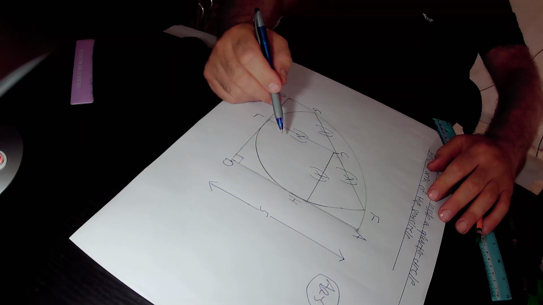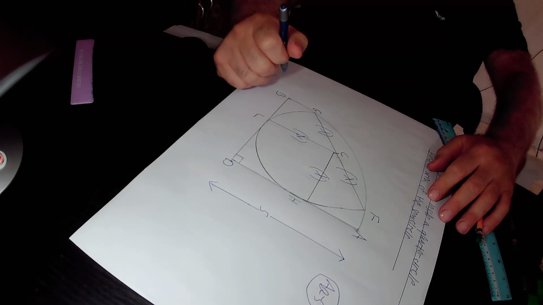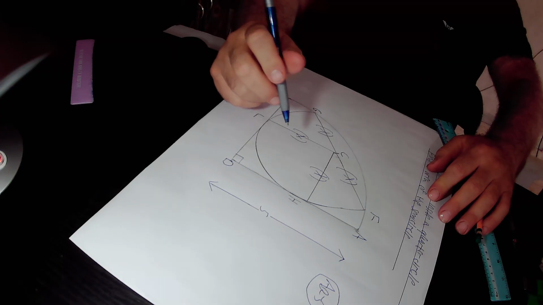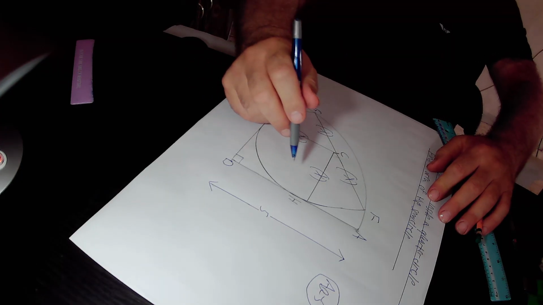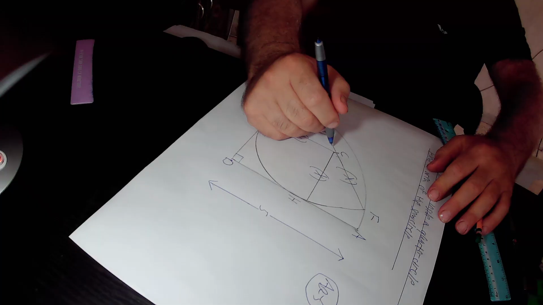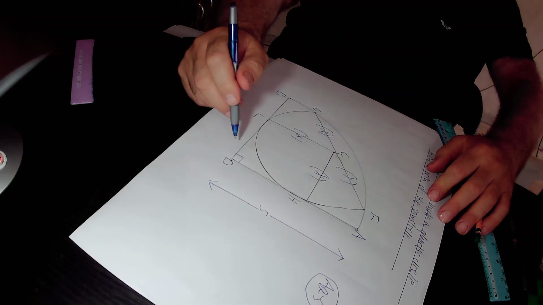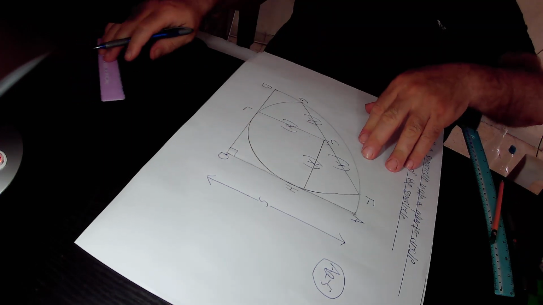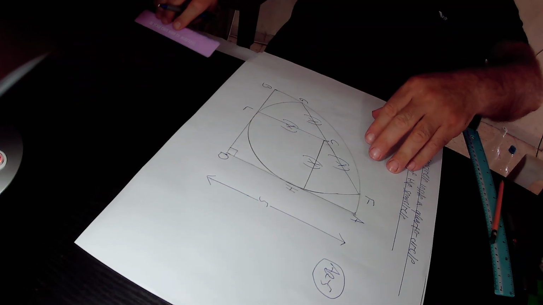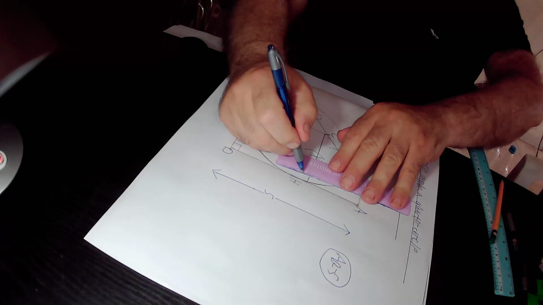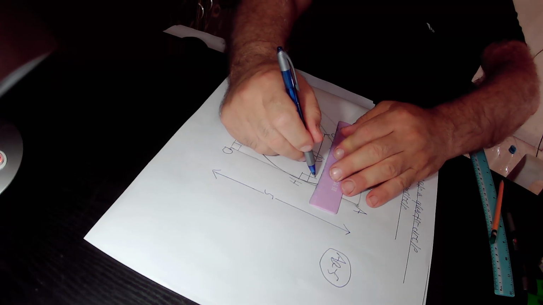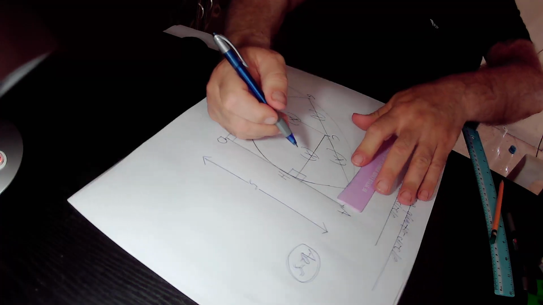And whenever you have a radius that is drawn to the point of tangency, then tangent AO will be perpendicular to the radius HC. If AO is perpendicular to HC, it means that this angle equals 90 degrees, and this angle also equals 90 degrees according to rule 1.